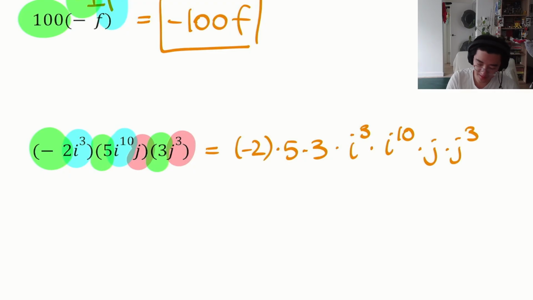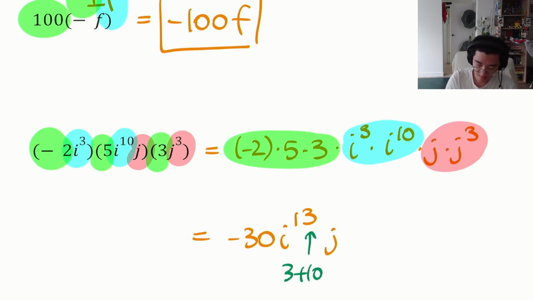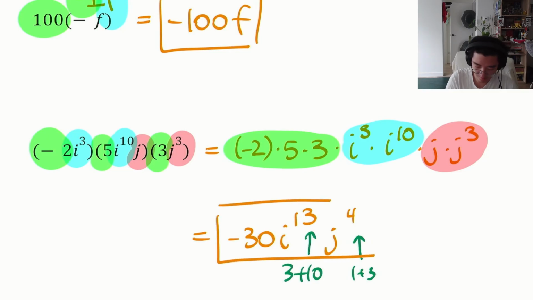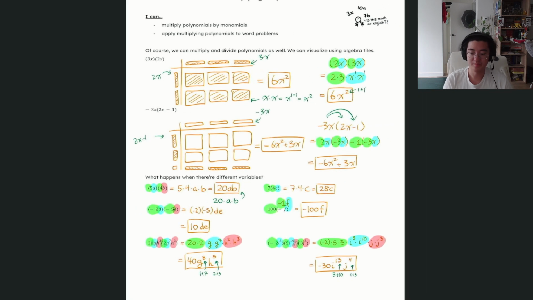And so you can see we're just doing the same thing here. Just like adding and subtracting, we always want to group similar variables together. Negative 2 times 5 times 3, negative 30. I to the power of 13 because we got 3 plus 10. J to the power of 4 because it's 1 plus 3. Voila. There we go. So that's multiplication.